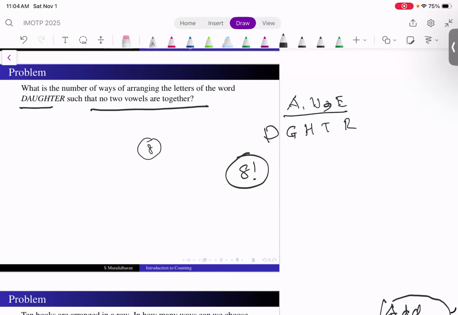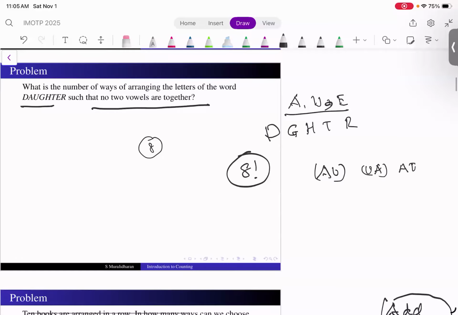Sir, we can count the number of ways such that they are together and subtract it from 8 factorial. Okay. So I have to look at how many combinations there are, like AU and UA. Then AE, then UE, then AUE, and then multiply by the number of letters factorial. But you overcount if you do it like that. You need to subtract a few. That's what I meant. I have to subtract from 8 factorial.